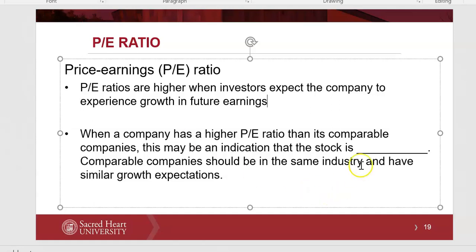When a company has a higher PE ratio than its comparable companies, if we can find companies with similar expectations of growth, this may be an indication that the stock is overvalued. Comparable companies should be in the same industry and have similar growth expectations. That's easy to say, but how do we know if Coke and Pepsi have the same growth expectations? And after Coke and Pepsi, what other very similar companies come right to mind? Dr. Pepper is mixed with Keurig, which has a slightly different business model. So it's really hard to find companies that are very good comparables.